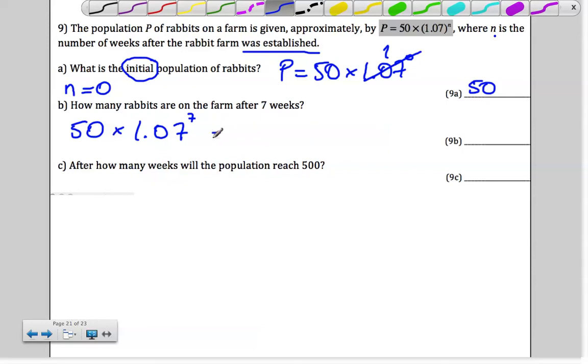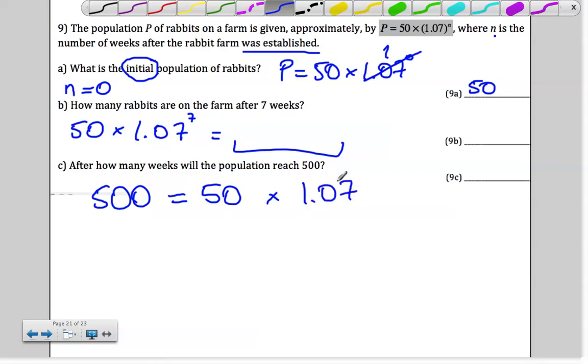Okay, so type that into your calculator. I don't have one right here. In the test, it will actually be a non-calculator test, so here we would put some numbers that are user-friendly. But you figure out the answer to that. Okay, and then it says, when will the population reach 500? So when will P be 500? So I substitute that into there, times 1.07 to the power n. So we want to eventually make n the subject.